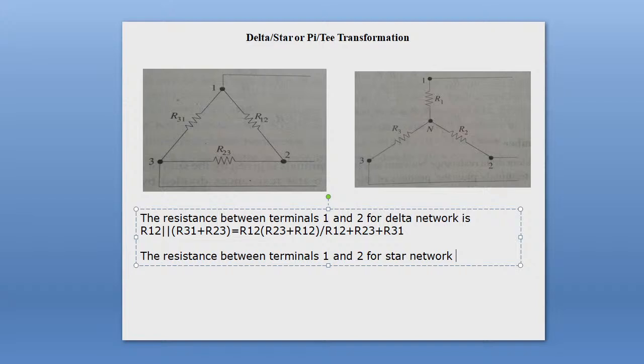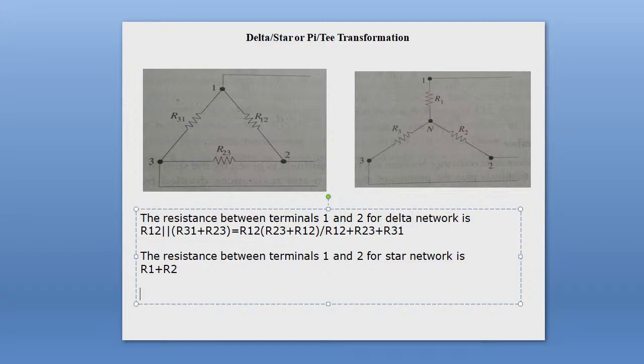So the resistance between terminals 1 and 2 for star network or T network or Y network is equal to, tell me, R1 plus R2. You see, there are two resistances connected in series across these two terminals 1 and 2. So therefore we can write R1 plus R2. And I told you that to convert one network into another network, for example delta network into star network, their terminal resistance must be same. The condition is that their terminal resistance must be same.